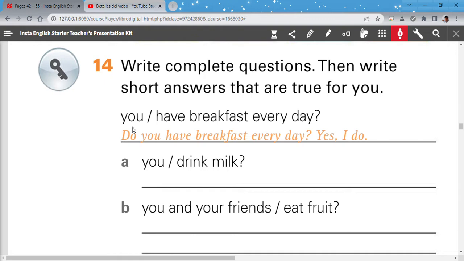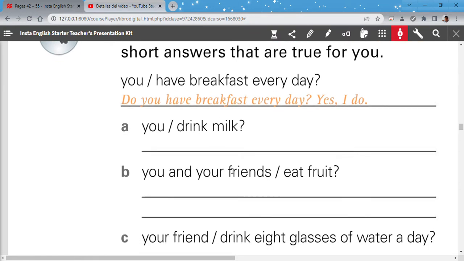Okay. Write complete questions, then write short answers that are true for you. You have breakfast every day. Do you have breakfast every day? Yes, I do. Because everybody eats breakfast. You drink milk. Do you drink milk? Yes or no? Yes, I do. No, I don't. You and your friends. Not only you and your friends, okay? Be careful. Eat fruit. Do you and your friends eat fruit? Yes, we do. No, we don't.